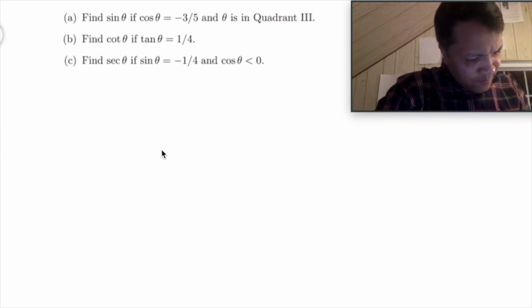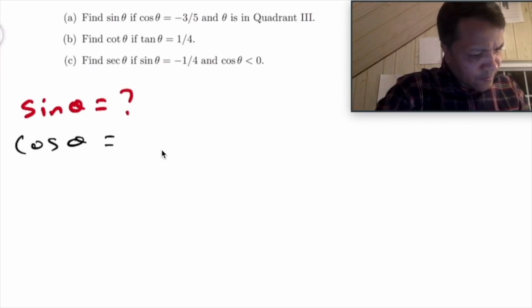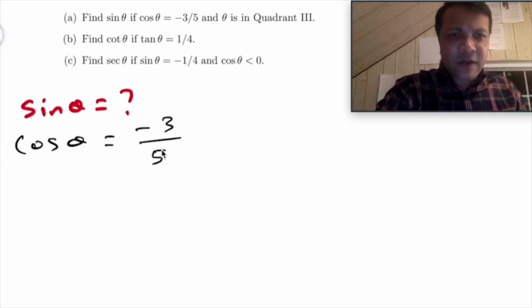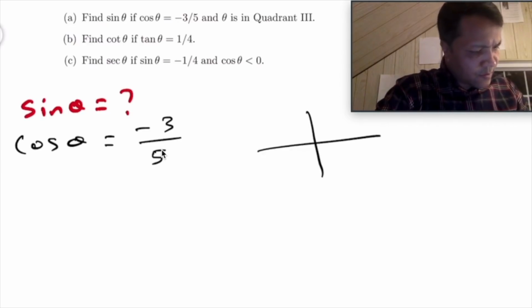Our next problem is find sine theta. So sine theta is equal to what? If cosine is negative 3 over 5 and theta is in the third quadrant.